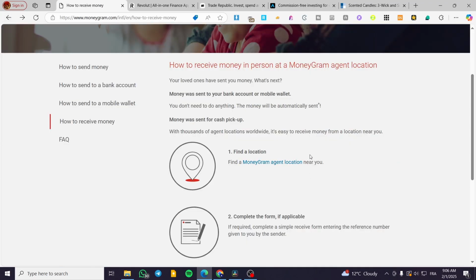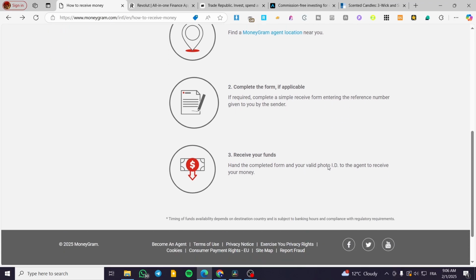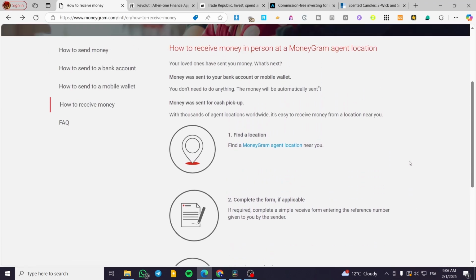So after you have set that, you're going to complete a form, if applicable. That form is going to have information about you and also the sender information that they will give you or send you with the money. So you're going to get this information. And the last thing is receiving your funds by giving a valid photo ID to the agent to receive your money.